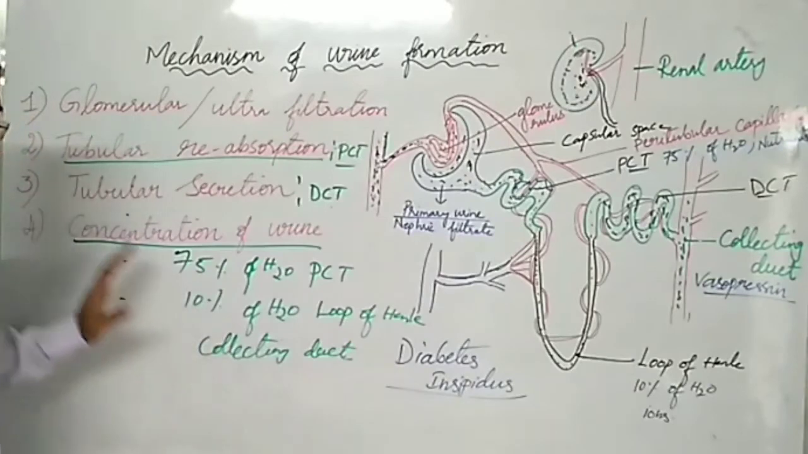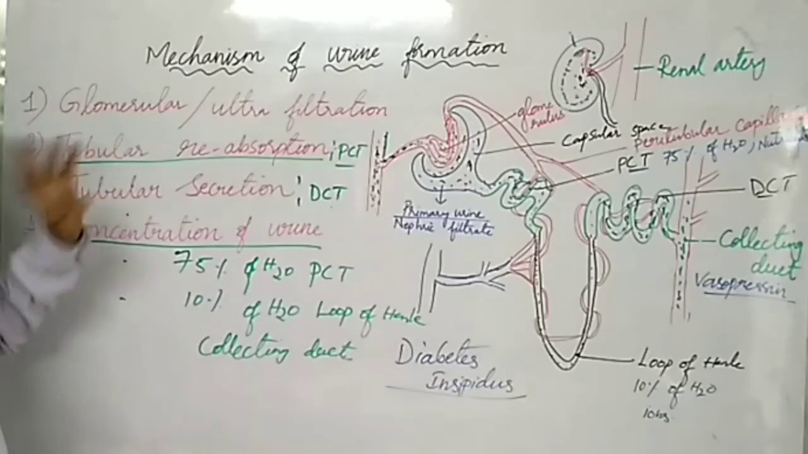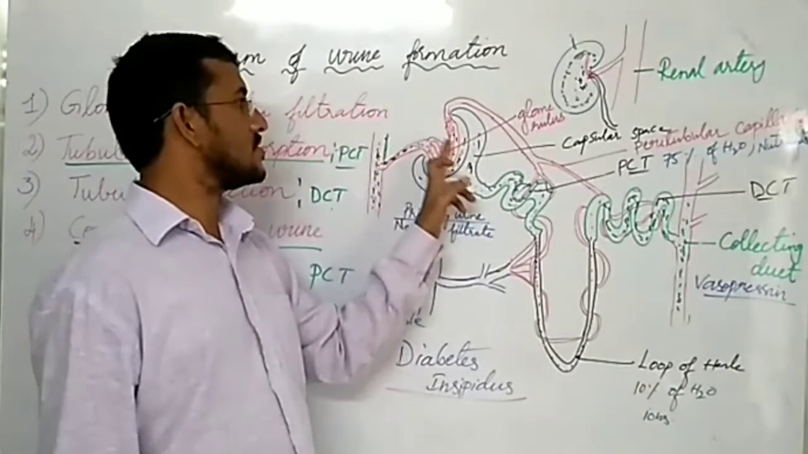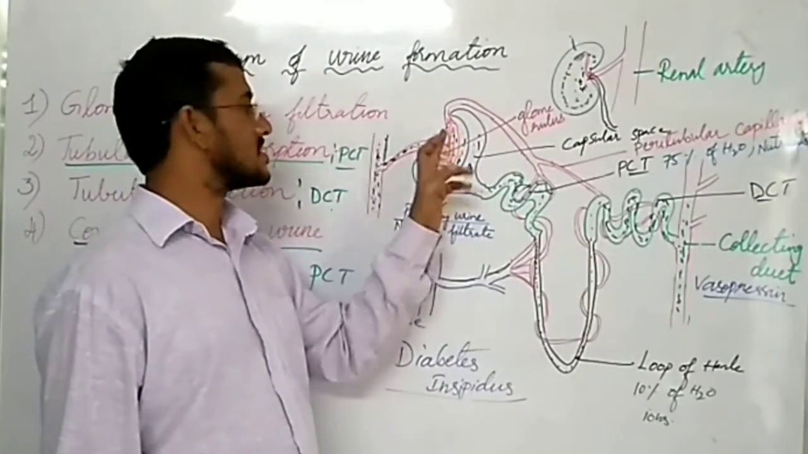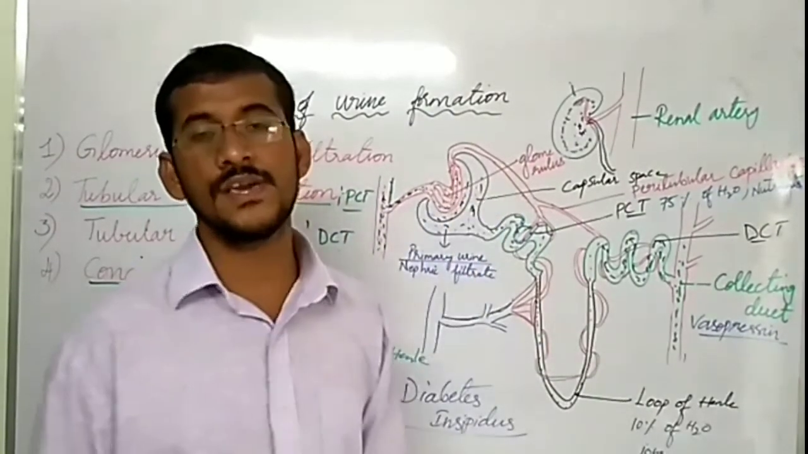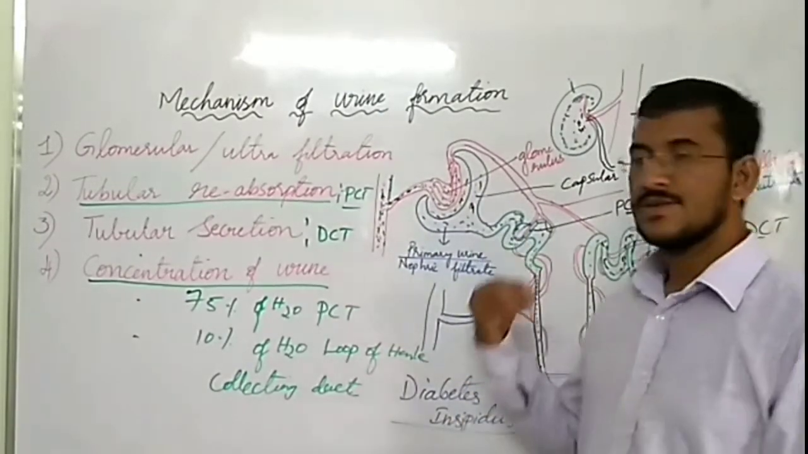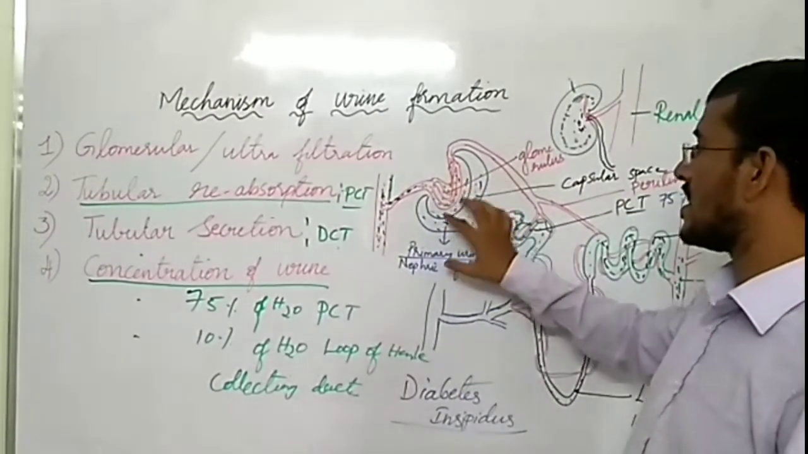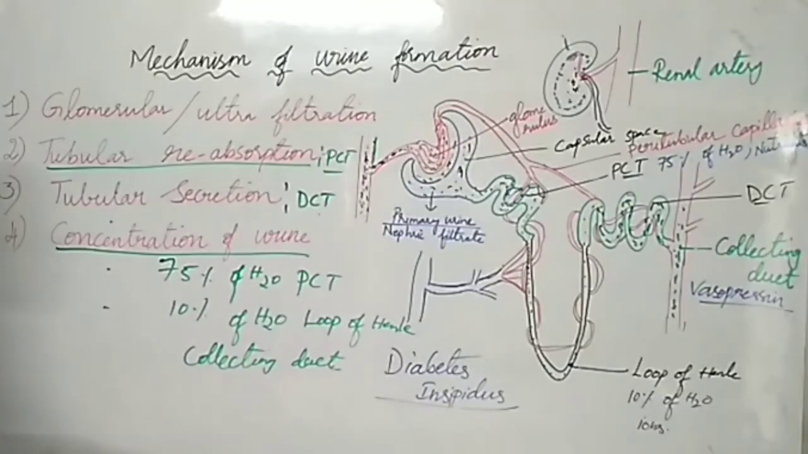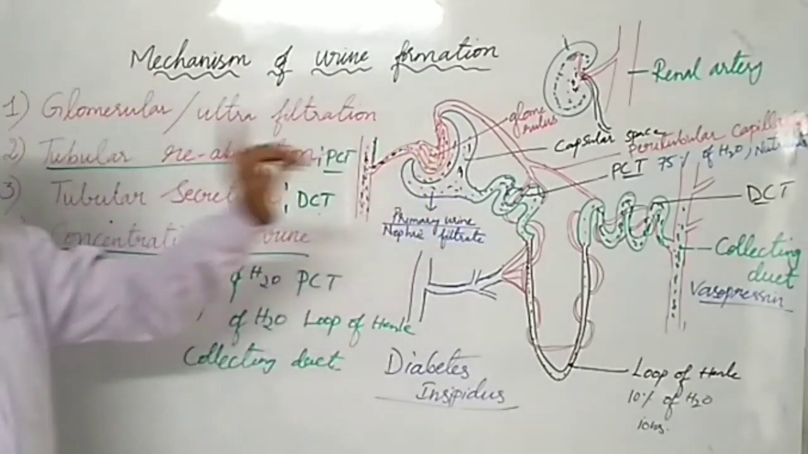Understood? So a quick review. Mechanism of urine formation occurs in 4 steps. One is glomerular filtration. In glomerular filtration, due to the glomerulus, that is capillaries, the blood coming from the renal artery is filtered here, and water, some waste material and nutrients, amino acids and glucose enter into the Bowman's capsule. So glomerular filtration occurs in Bowman's capsule.